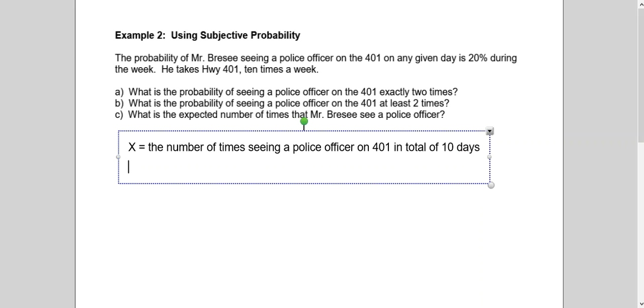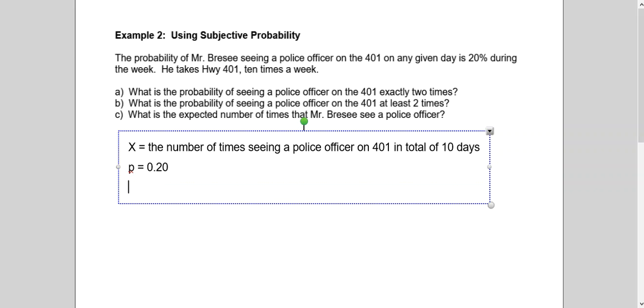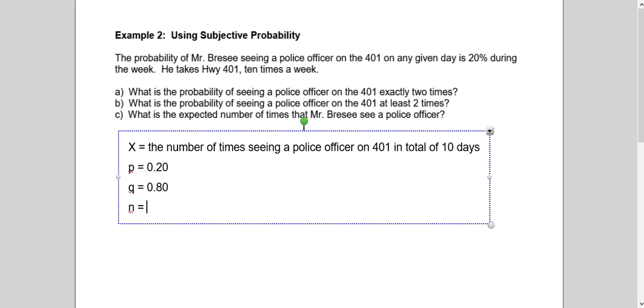All right. What we also know is that success is 0.20. Now, seeing a police officer doesn't mean a lot of success, but it is what it is. Well, my Q has to be 80% because that's the failure part. And my 10 days are my independent trials. So the probability stays the same. So we wanted to find that moving forward.